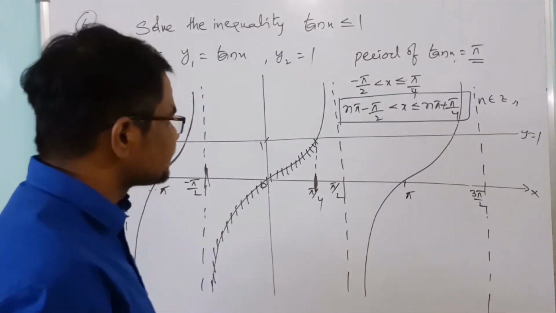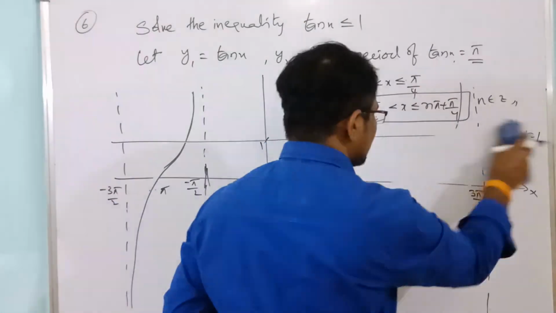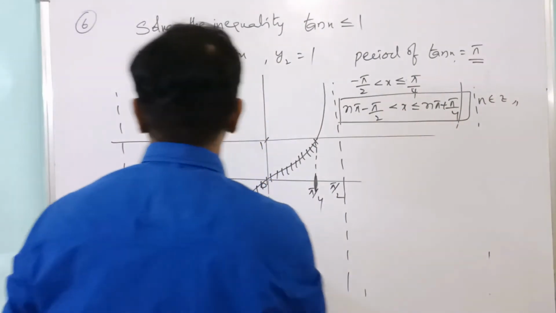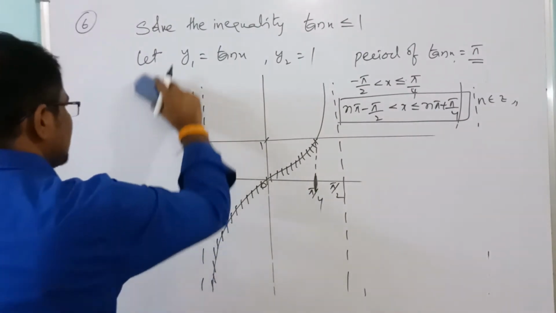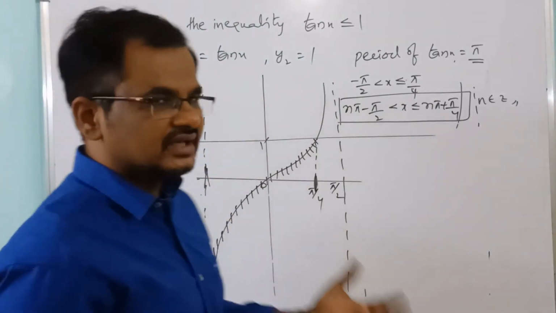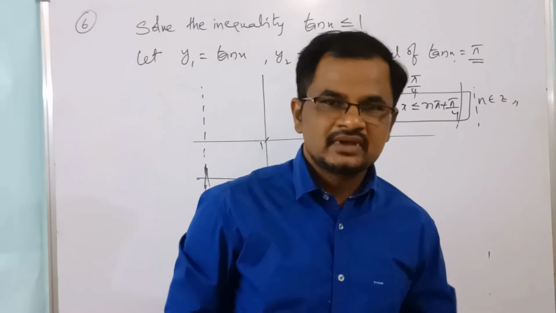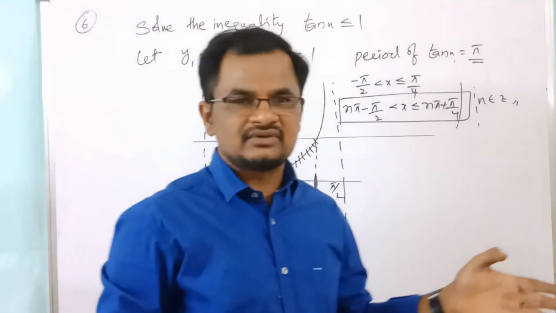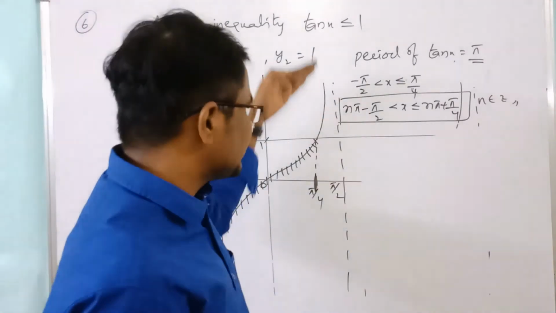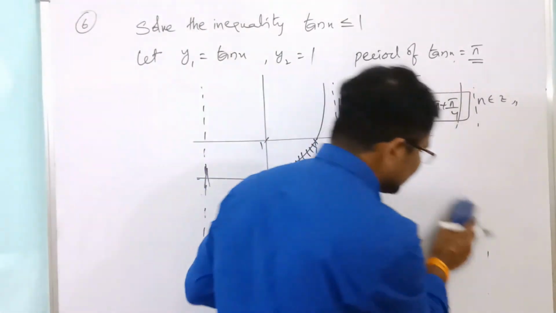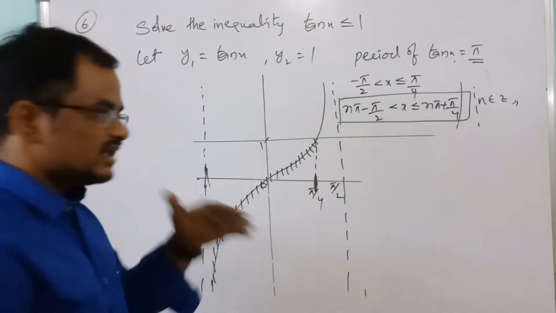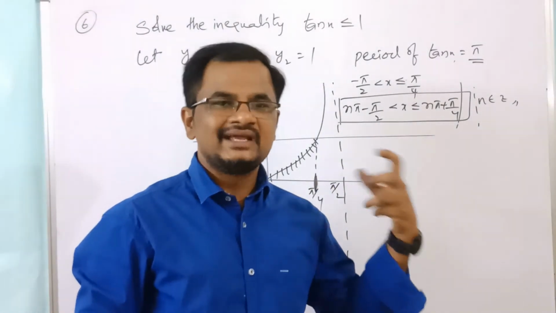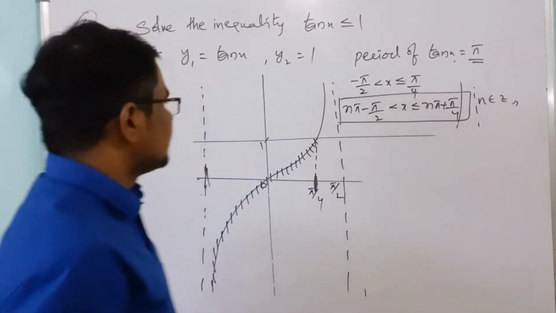Once again listen. See here. We already know the graph of tan, right? If you don't know how to draw the graph of tan x, then see my video in trigonometry on graphs of trigonometric functions, and you will get clarity about the graph of tan x, right? There I already explained how to draw the graph of tan x. Okay, no?